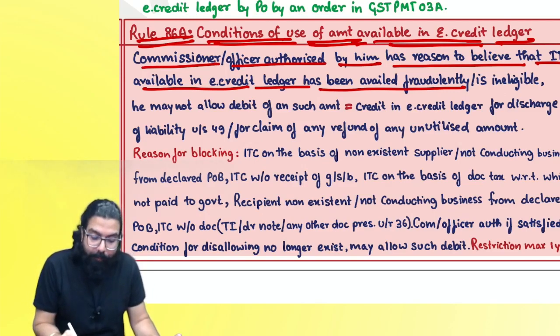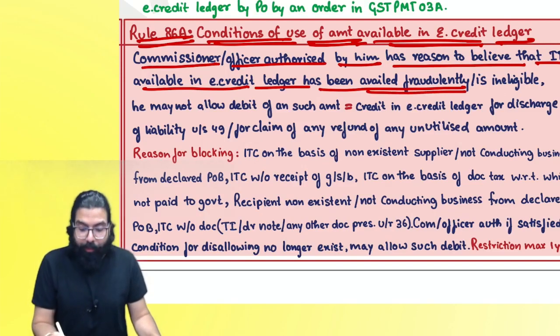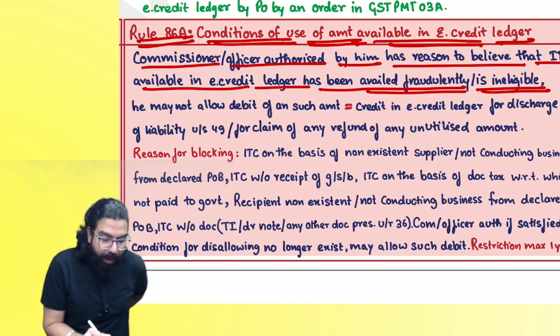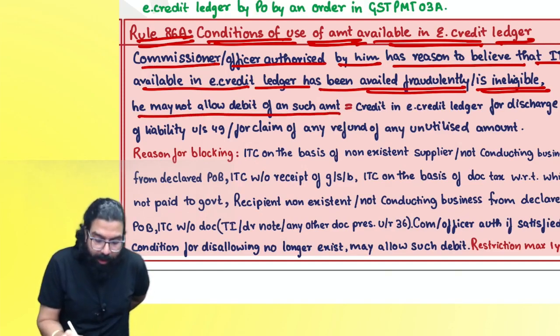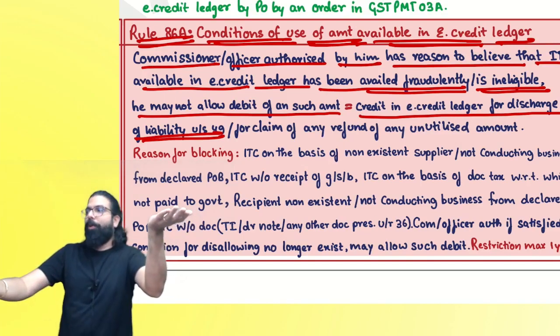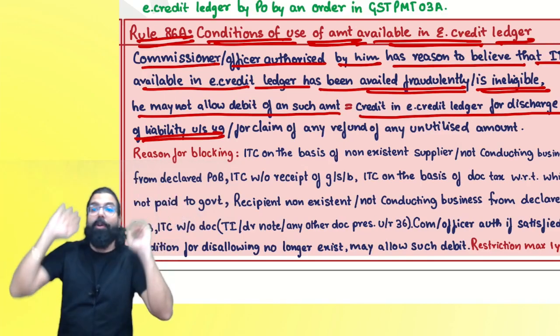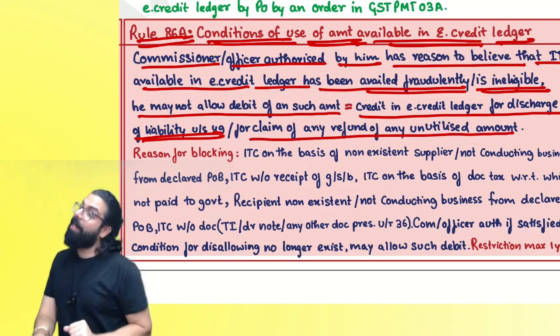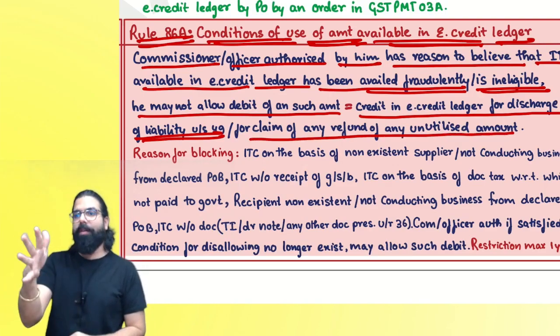So they are saying, if it is availed fraudulently or you are ineligible but still you took it, then what can the commissioner or authorized officer do? He may not allow the debit of such amount equal to the credit in the e-credit ledger for discharge of the liability. You have to pay output tax liability, he will tell you that you can't use it. He will block your credit. Or for claiming any refund, you say, I will claim a refund, he says, refund and all, nothing, you will not get.